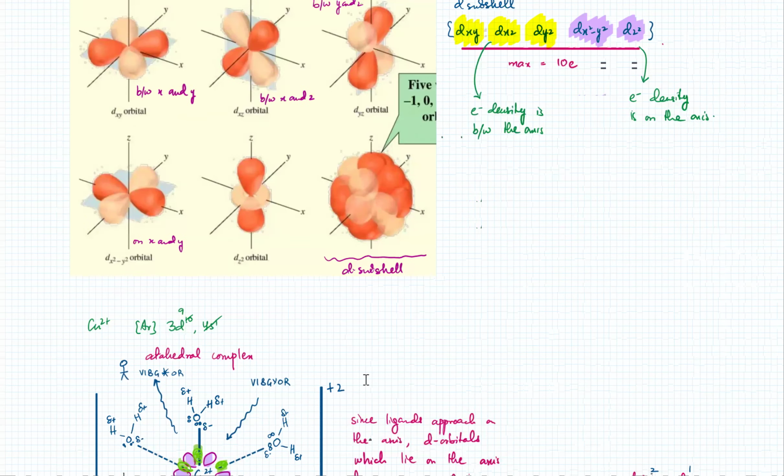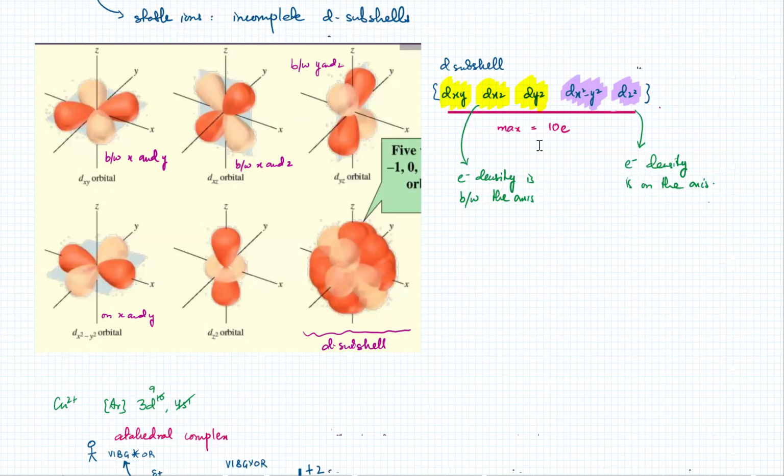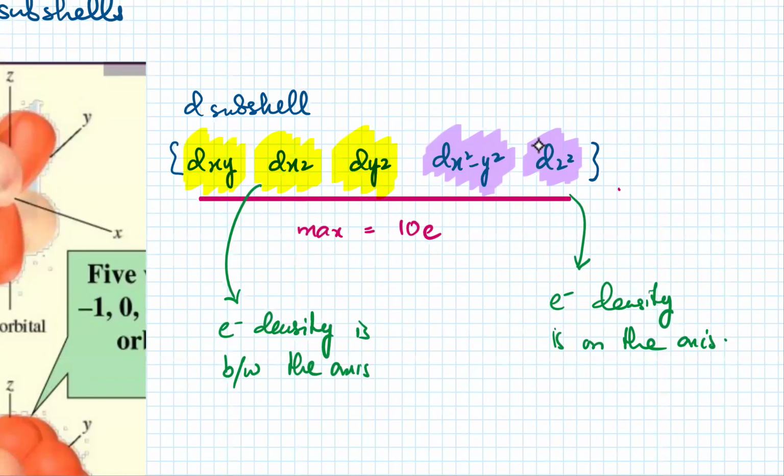Yes, sir. Okay? So remember, the d subshell had exactly the same energy level initially. And when they have exactly the same energy level, there's a term that's used that's known as degenerate orbitals. That means they are exactly the same type, same energy.